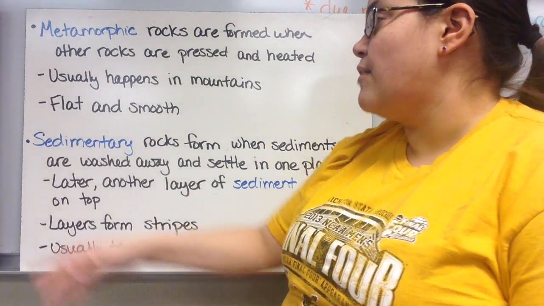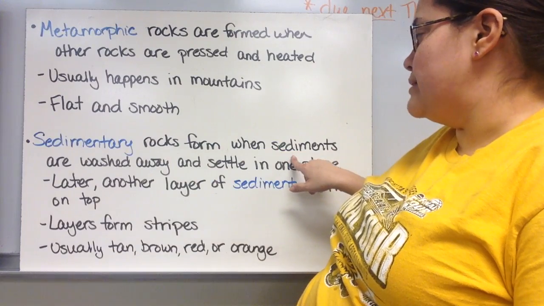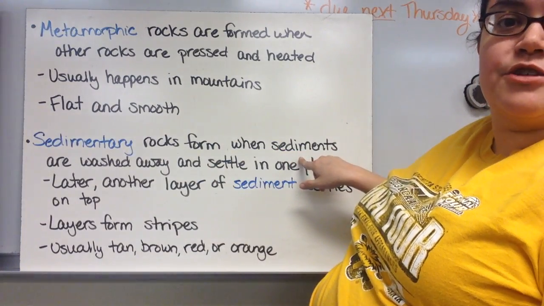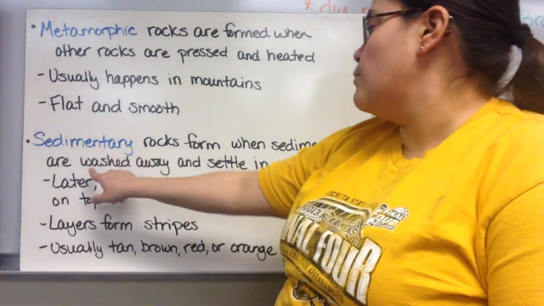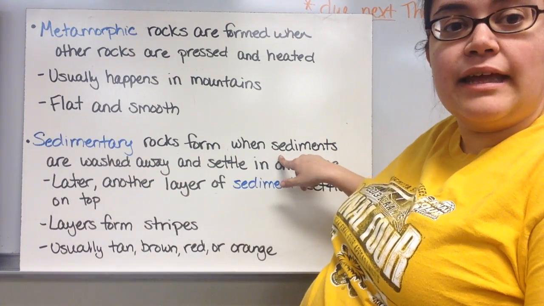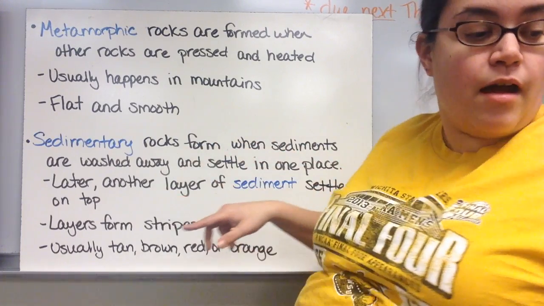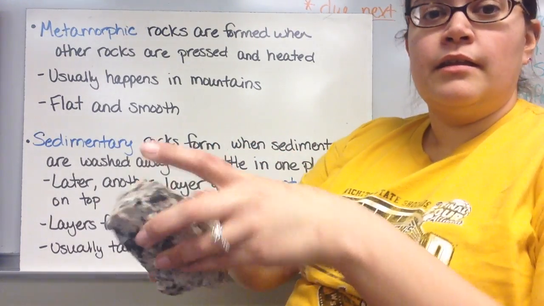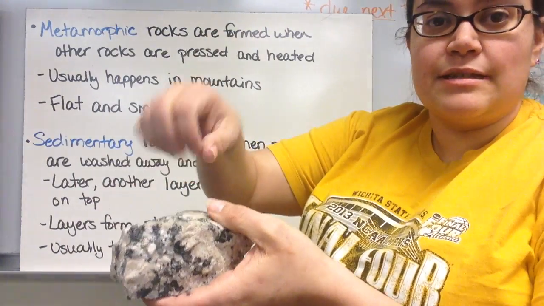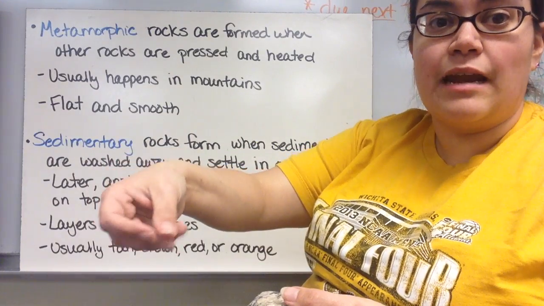And then the last type of rock is sedimentary. And these rocks form when sediments, and this should be in blue, make sure you write that down, sediments are washed away and settle in one place. So a sediment is a little bit of rock that's a little crumble off of a bigger rock. So if we were to take this rock and smash it up into pieces, and we had a whole bunch of little pieces of this rock, those little pieces would be called sediment.